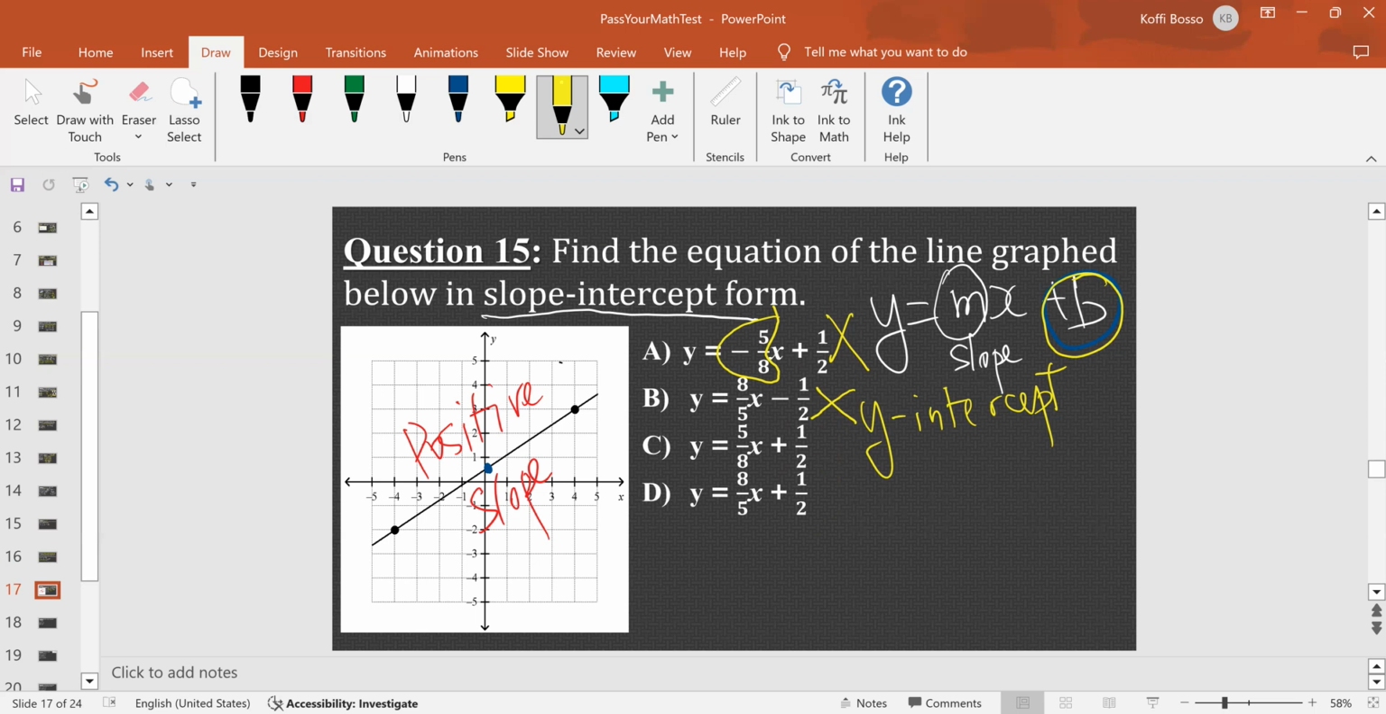Because for choice B, the y-intercept they give here is negative 1 over 2, which is not correct. Now we have two choices left. So based on the process of elimination, we increased our chance: from four choices, we have two choices. So we have a 50-50, 50% chance to get the correct answer.